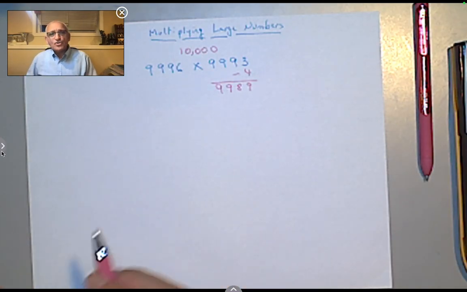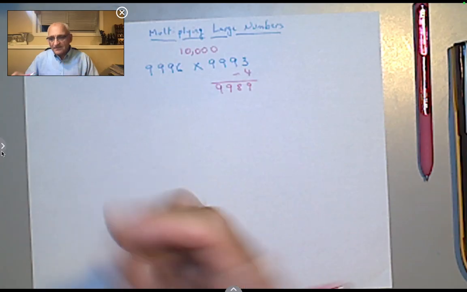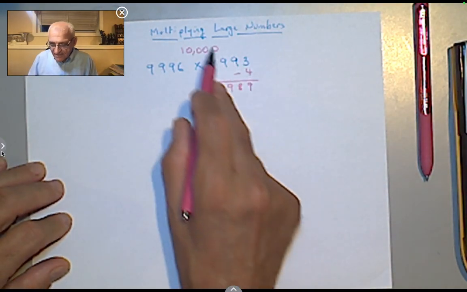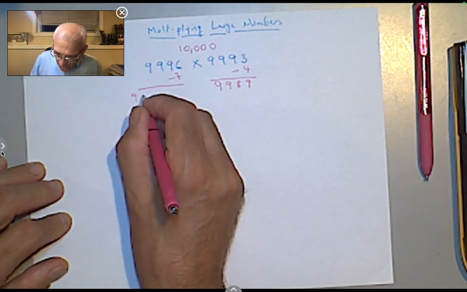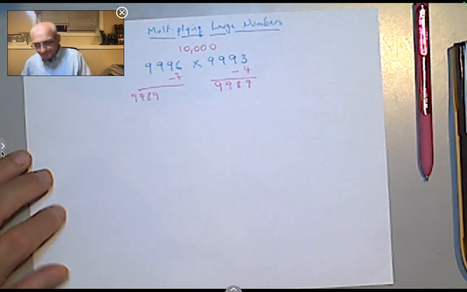And if you ask me, why did you subtract this and not that? I say it's the same thing. This is 7 below, so if you subtract 7, you are going to get also 9,989. Okay?